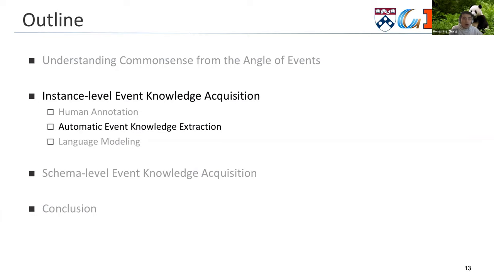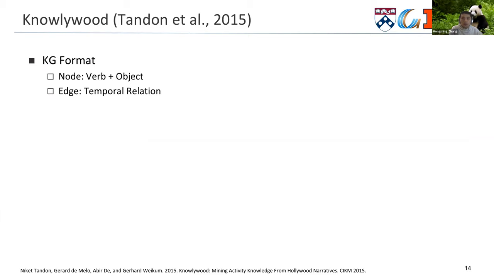The first work I want to introduce is Narrative Chains. As one of the earliest large-scale event knowledge graphs, it extracts event knowledge from movie scripts. Specifically, it defines each event to be the combination of a verb and its object, and it only focuses on the temporal relation between events.